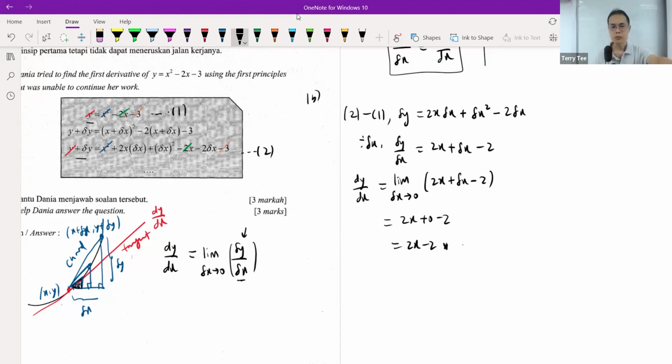Okay, remember, if you were to take this original function x squared minus 2x minus 3 and you differentiate it, you should get 2x minus 2, which is exactly the same. Okay.